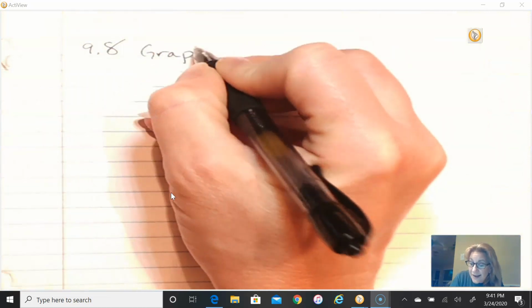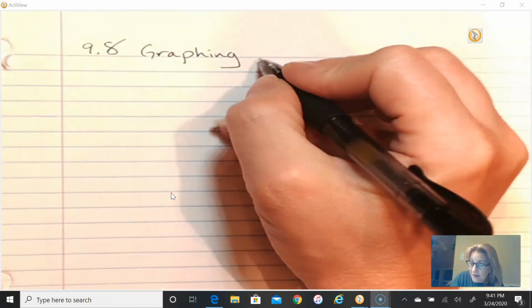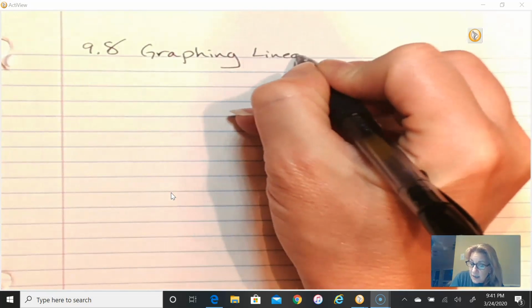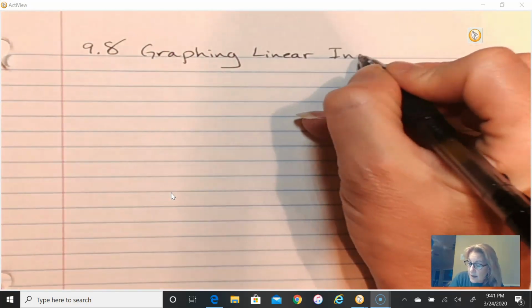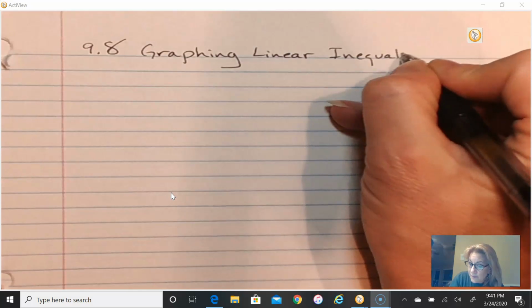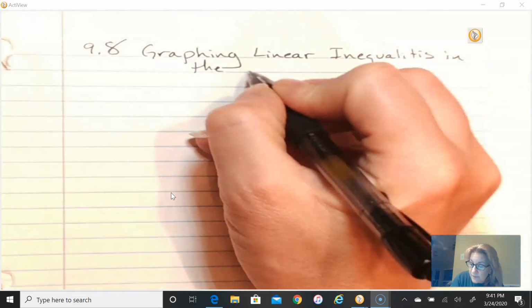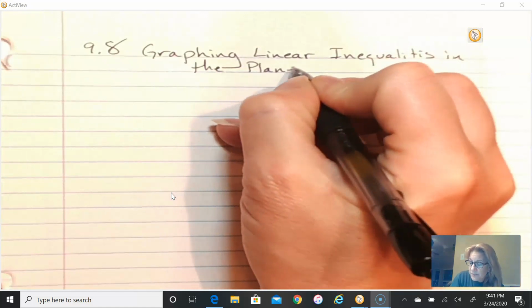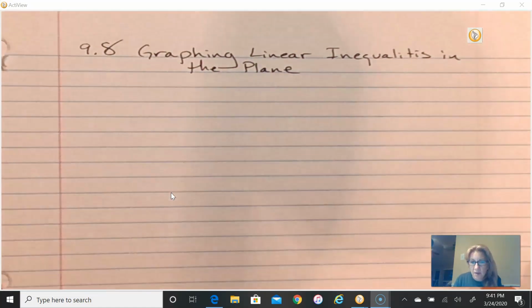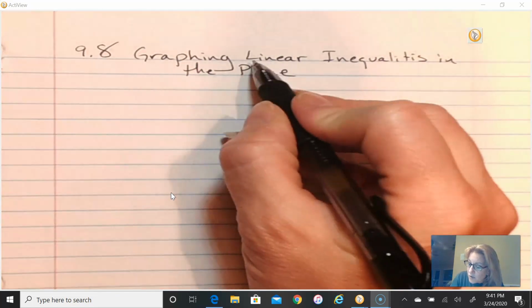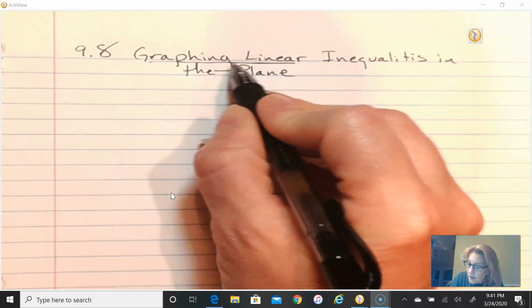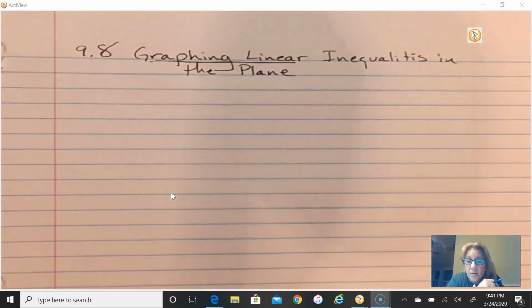We are doing the last section before your test, and it's graphing linear inequalities in the plane. Okay, in the plane, you don't need to worry about that. But we're still graphing linear problems and equations and everything, just like what you've been doing.